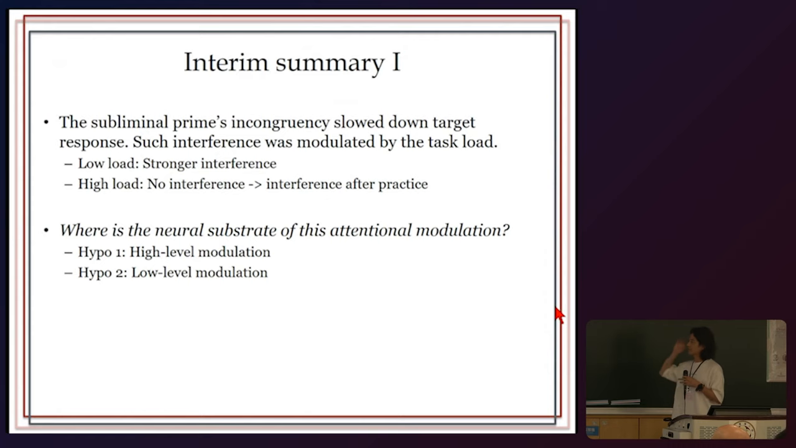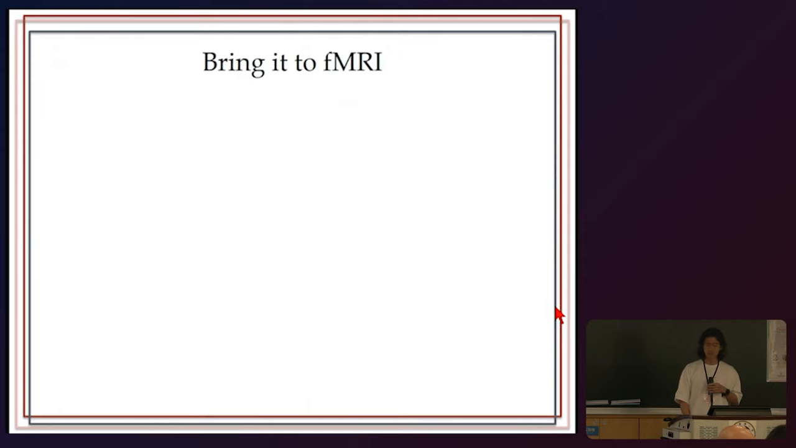The two hypotheses here are pretty straightforward. This attentional modulation can be realized in high-level regions or even low-level regions, because we're looking at a high-level effect here. So that's how we designed the experiments. We brought the whole thing to fMRI.